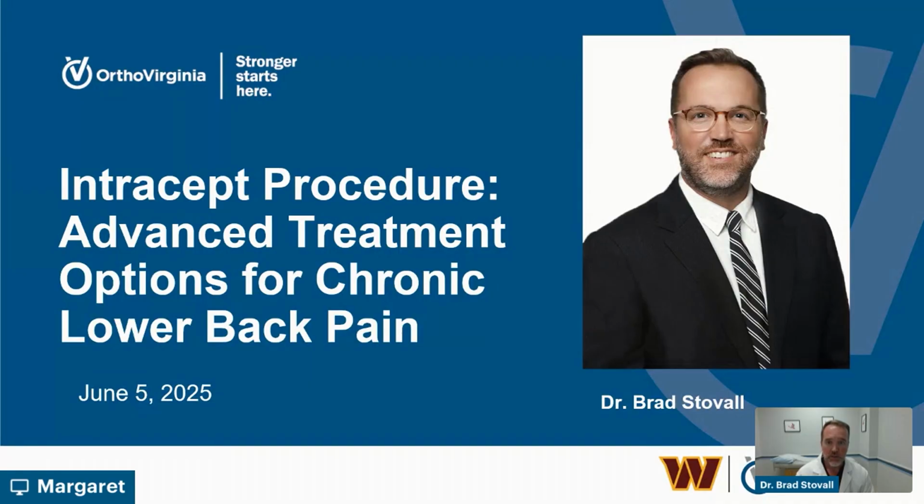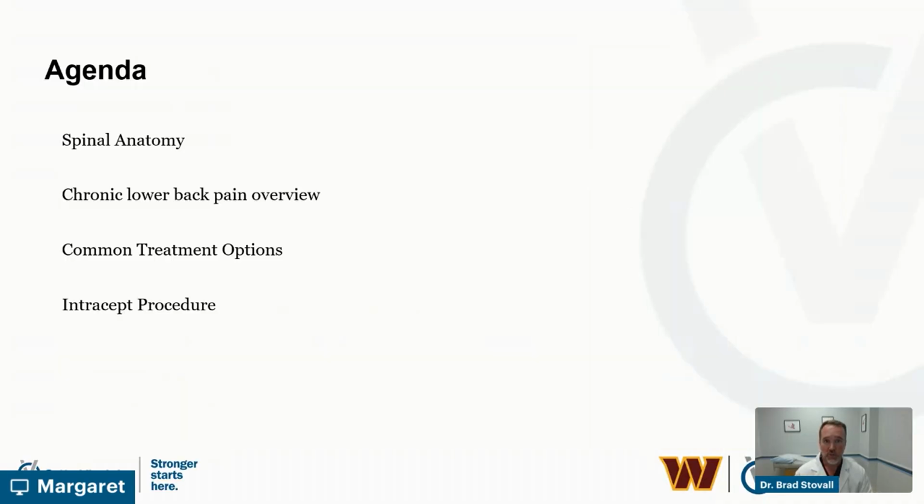As we go through the talk, I'm going to first give you a nice overview of some basic spine anatomy principles. We're going to talk about some of the common causes of chronic lower back pain, and then go over some treatment options, specifically the Intracept procedure.